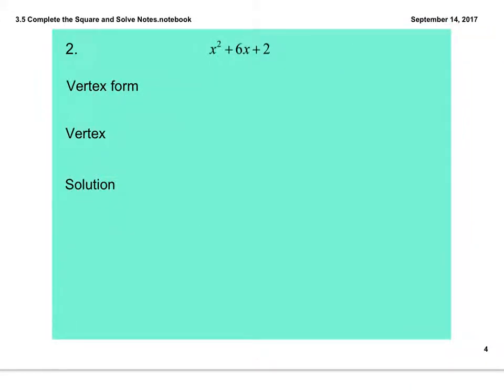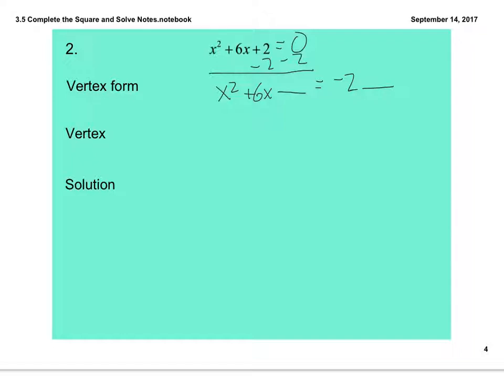Our second example here, as I look at x squared plus 6x plus 2, I realize that the 2 is not a perfect square, so I need to come up with completing the square. So I'm going to set this equal to 0. So I have x squared plus 6x plus 2 is equal to 0. In order to do this, I'm going to subtract 2 from both sides. And that is going to give me x squared plus 6x plus some unknown quantity yet is equal to negative 2, plus or minus some unknown quantity.